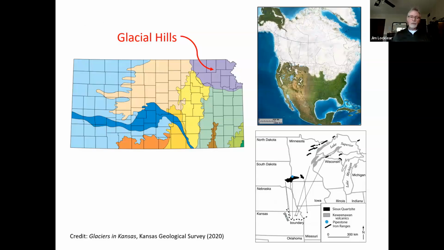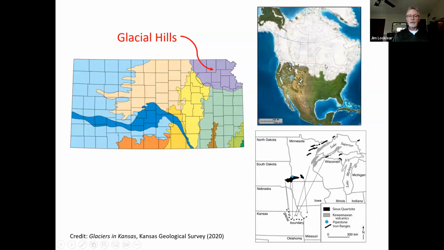All connected to geology. We're going to take one last look at the connection between rocks and human culture, and then we'll take a break here in just a moment. There's a region in Kansas, and it extends up into Nebraska, called the Glacial Hills. And this represents the furthest extent of glaciation that occurred in North America.